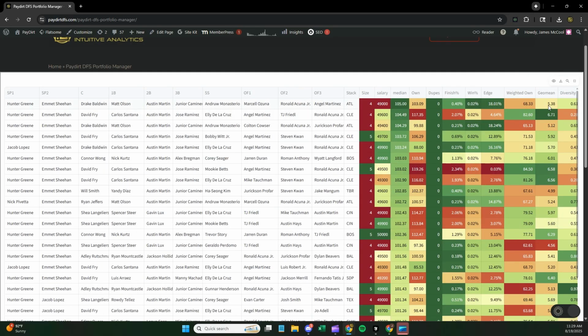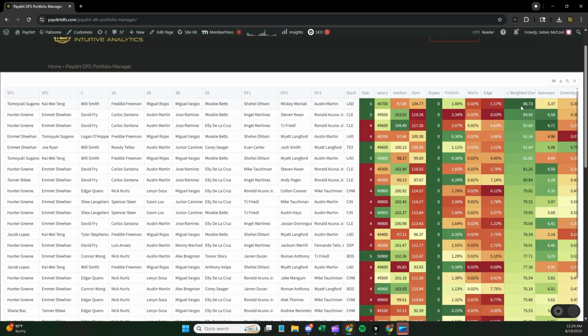Now that we have it sorted to where it's only a positive edge, you could also just sort by weighted ownership, right? Like this one is going to have a lot of the weighted ownership that we're looking for. This one is going to have a lot of ownership. It's going to have a pretty good median. It's positive edge. It has Ohtani, Martin, Betts, Vargas, Rojas, Freeman. It just doesn't have either of Hunter Green or Sheehan. And you can see that it's kind of hard to get these two with a Dodgers stack, right?